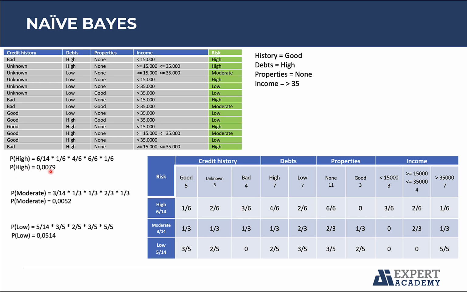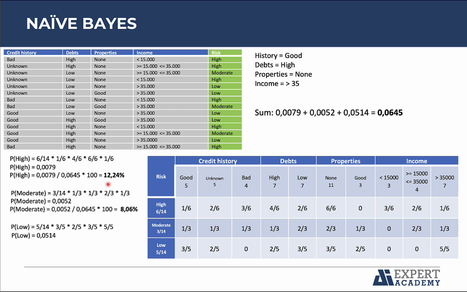If we want the results as probabilities, we just add all of them, 0.0645, and then we just divide the results by the sum multiplied by 100. This is the probability of risk equals to high, 12%, 8% of being moderate, finally 79% of being low.